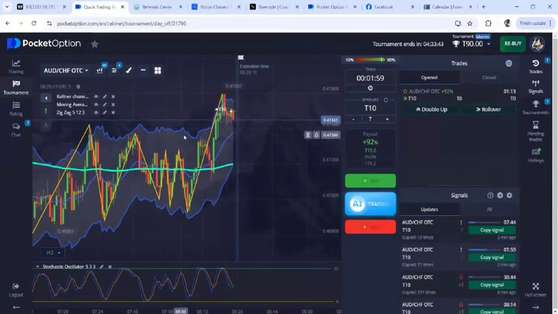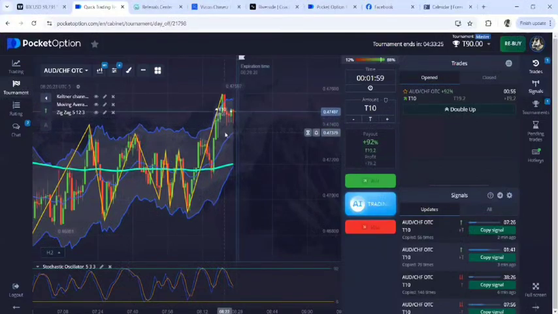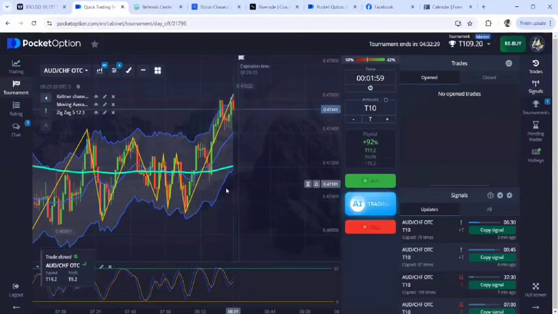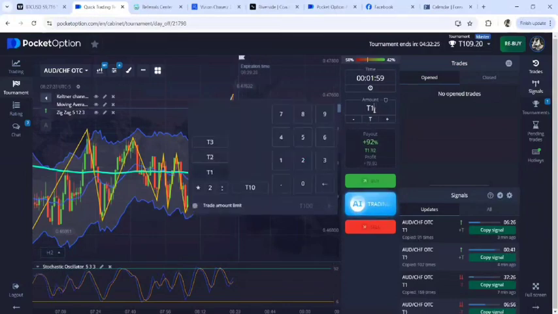So I enter the trade for a 1 minute and 59 second buy. As you see, price goes through the roof and we win the trade, right? So I'm like, okay, cool. It's working in the tournament. It's working on the OTC pairs. Let's go ahead and raise the lot size.